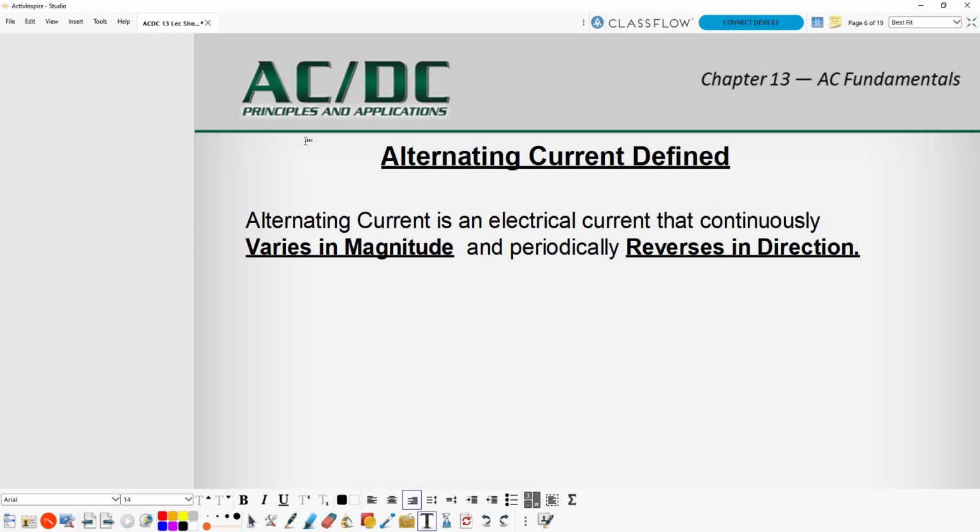The definition of alternating current, and you need to write this down, pause the video and write this down. The definition of alternating current is an electrical current that continuously varies in magnitude and periodically reverses in direction. And we're going to take a close look at that on our next few slides. So it continuously varies in magnitude and periodically reverses in direction.